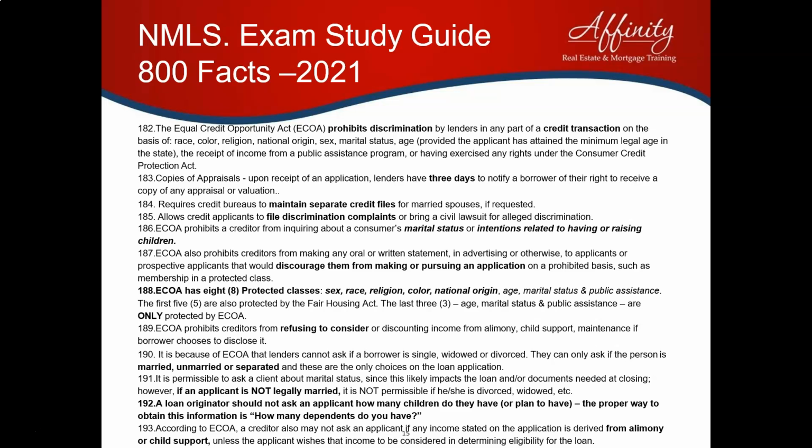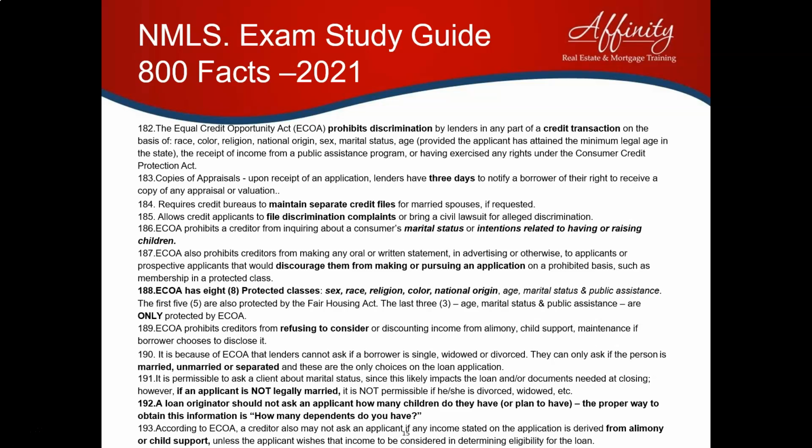ECOA prohibits creditors from refusing to consider or discounting income from alimony, child support, or separate maintenance, if the borrower chooses to disclose it. They don't have to use it, but if they want to, this money may actually help them qualify for the loan they're applying for. It is because of ECOA that lenders cannot ask if a borrower is single, widowed, or divorced. They can only ask if the person is married, unmarried, or separated. And these are the only choices on the loan application. It is permissible to ask a client about marital status, since it will likely impact the loan and the documents needed at closing.